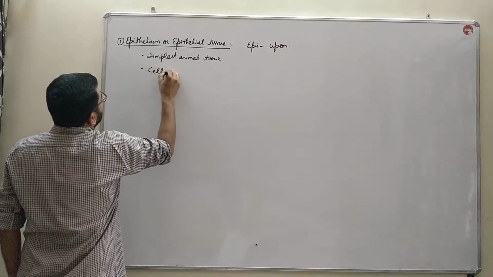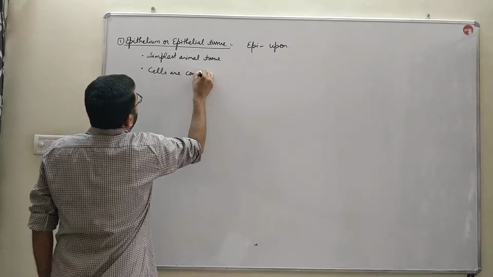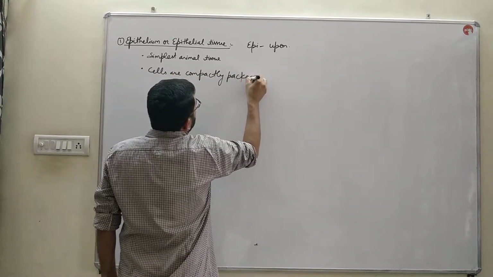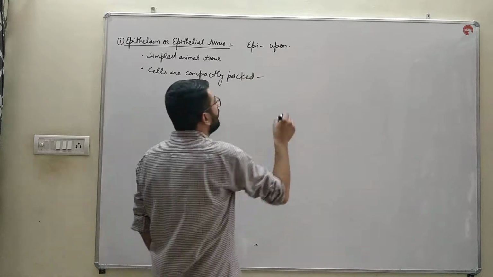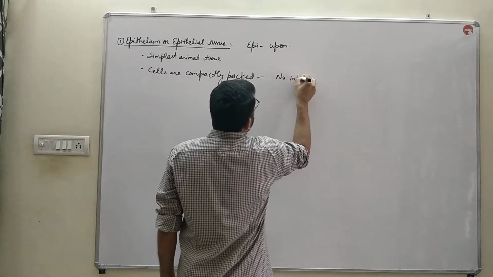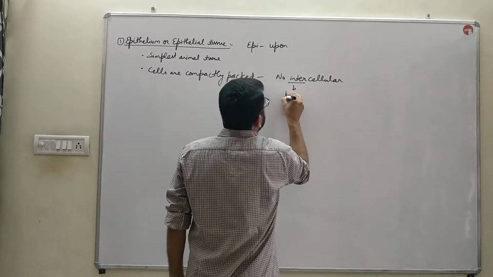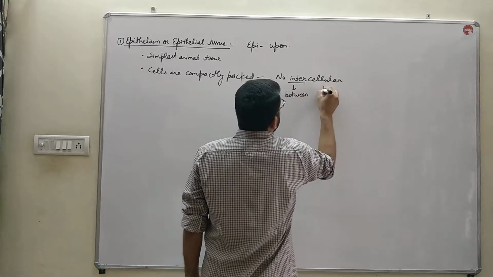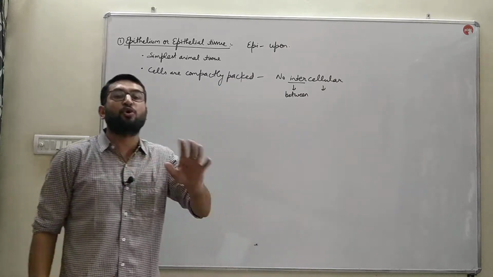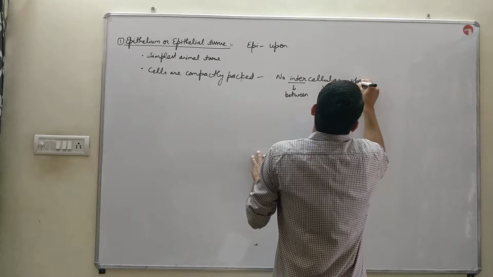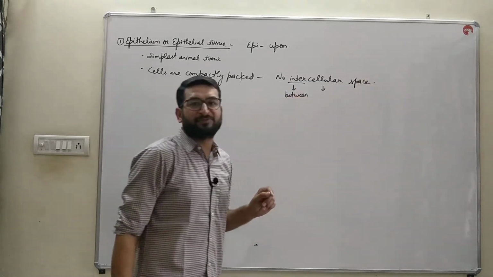The cells of this tissue are compactly packed. So compactly packed that no intercellular space is present. What do you mean by intercellular? Inter means between and cellular means made up of cells. That means there is no space between the cells of this tissue. So intercellular space is absent.